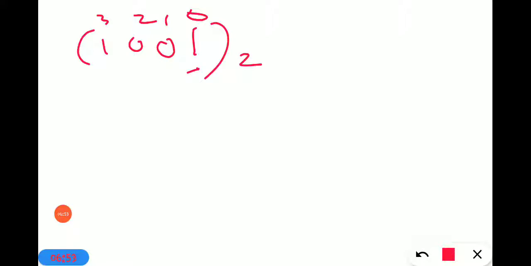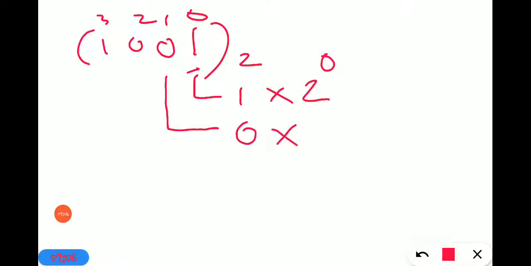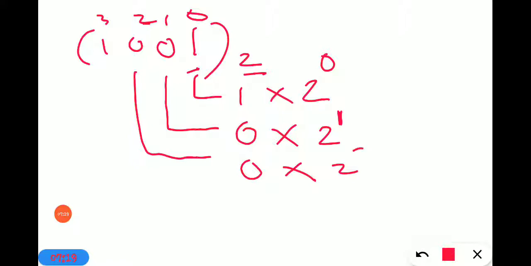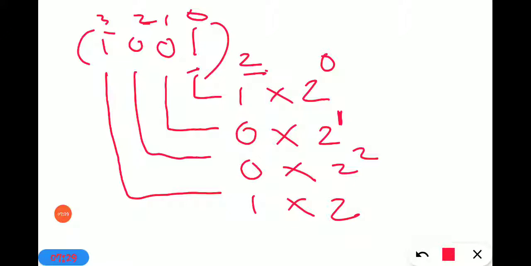चलो फर्स्ट नंबर ले लेते हैं 1. सो यहाँ पे लिख दो ऐसे 1 into 2 raised to 0 position. 2 raised to 0 is the position. Then the second number is 0 into 2 raised to, what is the position of it? 1. So write like this. Then the third number is again 0 into 2 compulsory raised to whatever the position of it is, 2. And the last number is 1 into 2 raised to 3. This 2 and position 3.